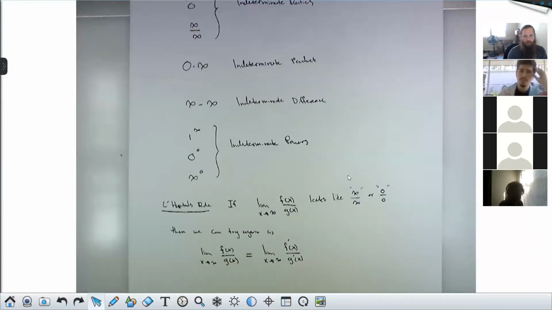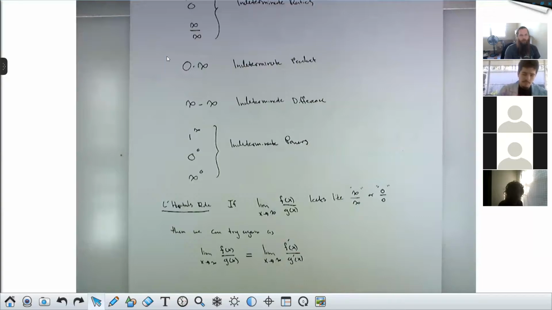So if your limit looks like infinity over infinity or 0 over 0, take the derivative of the top, take the derivative of the bottom separately. Don't use the quotient rule and differentiate the whole thing. Take the derivative of the top and bottom separately, then try again. This works at places other than infinity. If you're taking the limit as x goes to 5 and you get 0 over 0, infinity over infinity, you can do this there too. But the way we're going to use it is always like this. So this is how I'm going to write it.